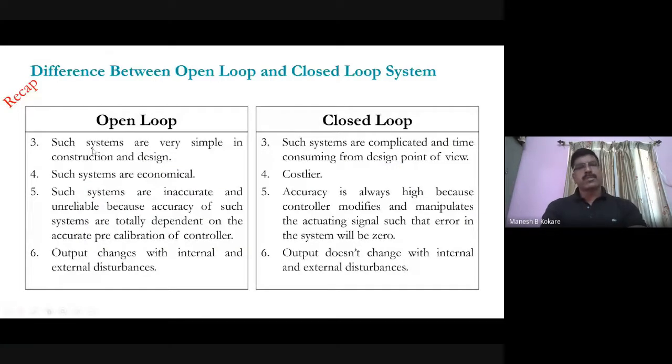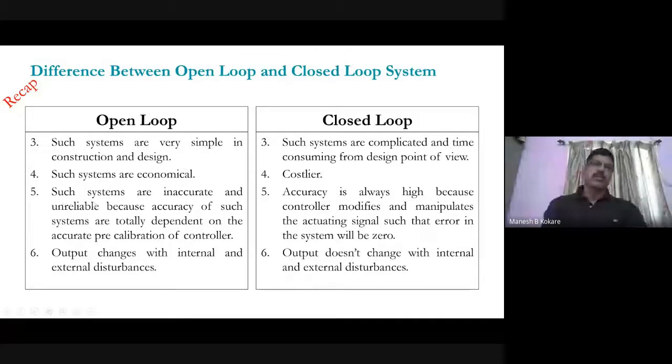The third difference we have studied is that open loop systems are very simple in construction and design. Very little hardware is required, whereas closed loop control systems are complicated and time consuming from a design point of view as compared to the open loop system, right? And the fourth difference is that open loop systems are economical because less hardware is required, whereas closed loop control systems are costlier compared to the open loop system, right?